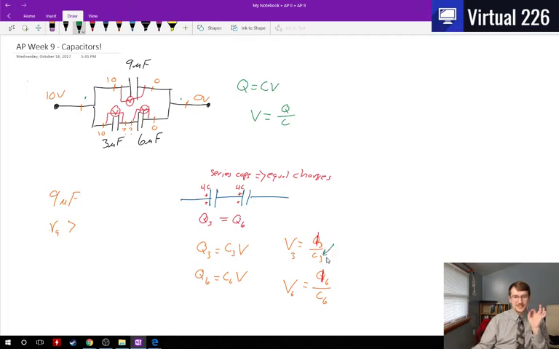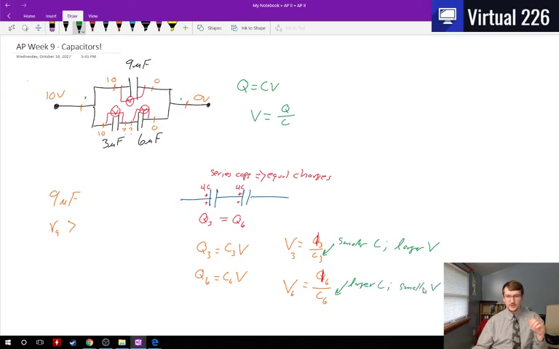Then because this has a smaller capacitance, that is actually going to create a larger potential difference. Look here, the voltage and the capacitance have an inverse relationship. So a smaller capacitance is actually going to leave a larger voltage. Because this has a larger capacitance, it's going to have, with respect to the 3, a smaller voltage. So it's actually going to go our 9 microfarad capacitor first, then we're going to have the 3, and the 3 is going to be bigger than the 6.